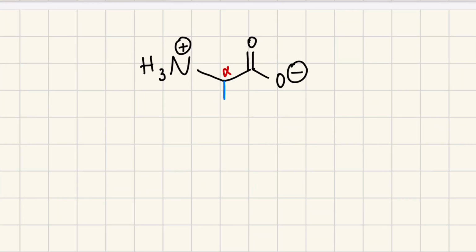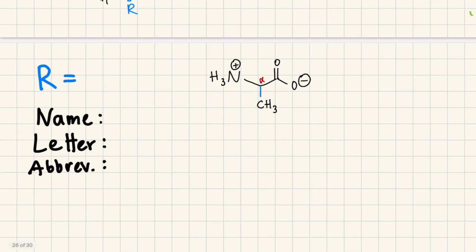Well, moving along in the progression, the next group is a methyl group, a CH3 group. And this is the group given to the amino acid called, let's put CH3 here, alanine. And just like with glycine, the letter is A. The abbreviation is ALA. Very simple.